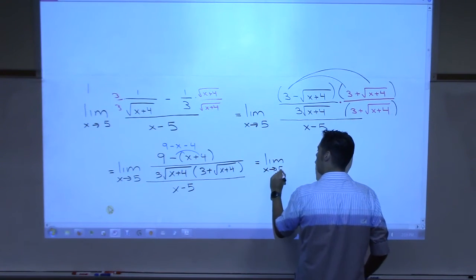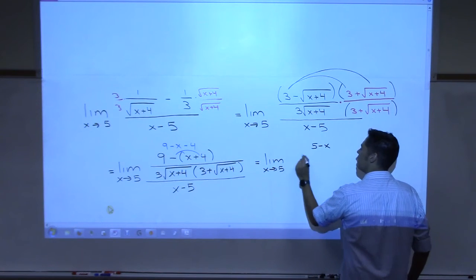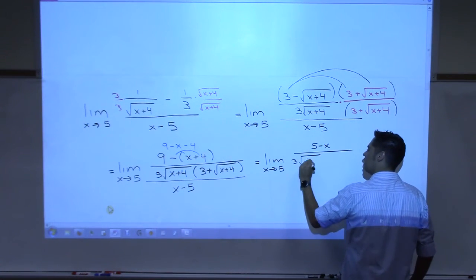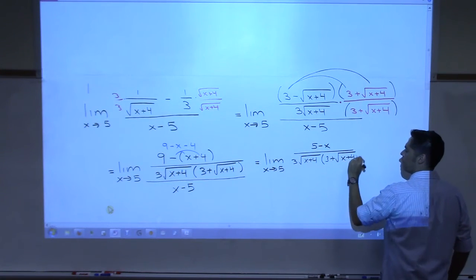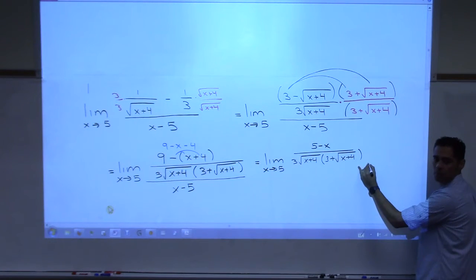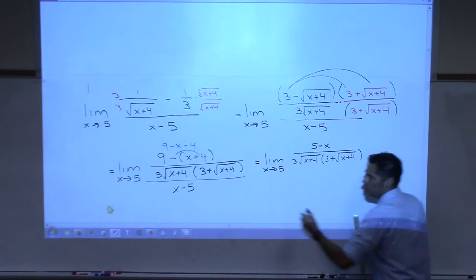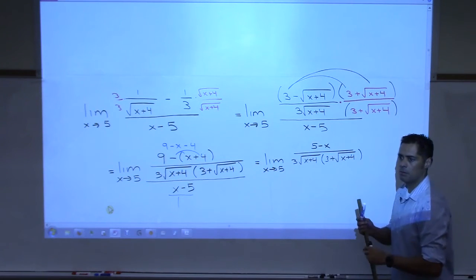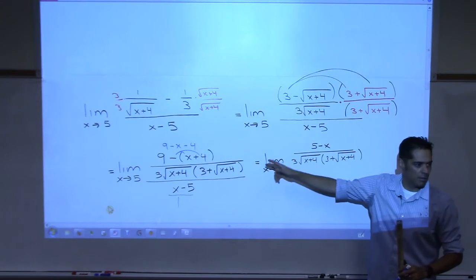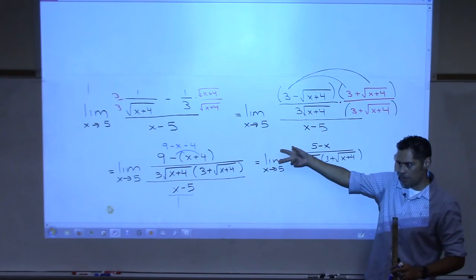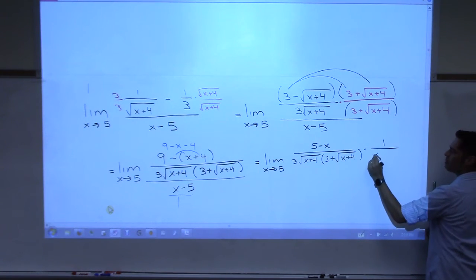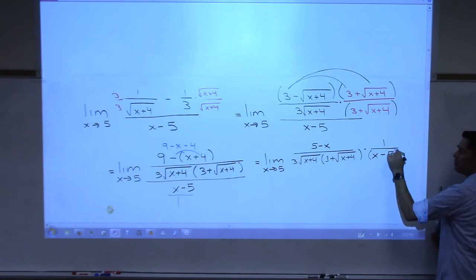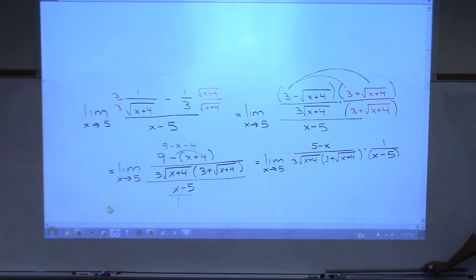X goes to 5. This top is 5 minus x. The bottom is this big, ugly, nasty looking thing. Then all of that over this thing, right? Which I could write as 1 over 1. But I'm going to go ahead and bring that up now, if that's okay with you. I'm going to bring this and flip it up like this. That fine with you? Times 1 over x minus 5. We're close. We are close. We're only off by a sign, right? We're off by a sign.